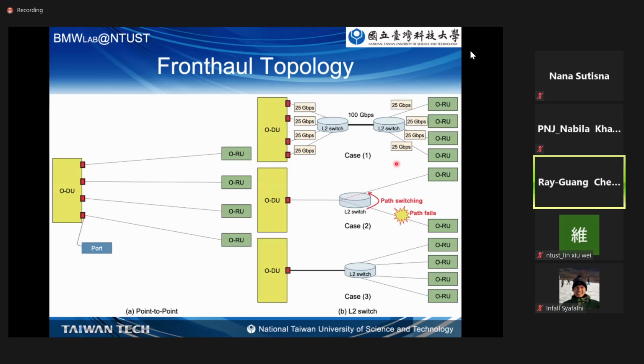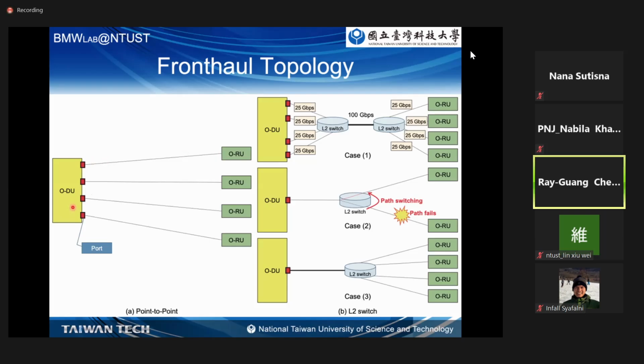The last page I want to show you to conclude the Fronthaul is the Fronthaul topology. In the ORAN Alliance, they define two Fronthaul topologies. First one is point-to-point. Second one is layer 2 switch. For the first one, with one ODU, you can control multiple ORU. But each of them needs a dedicated fiber between ODU and ORU.